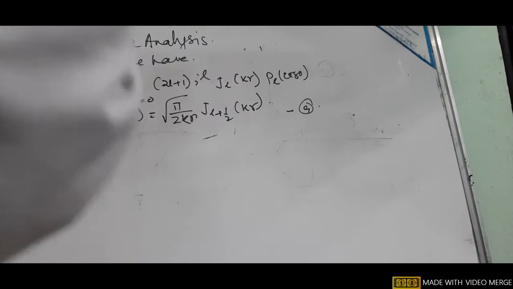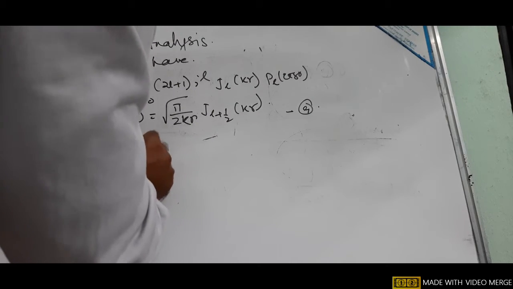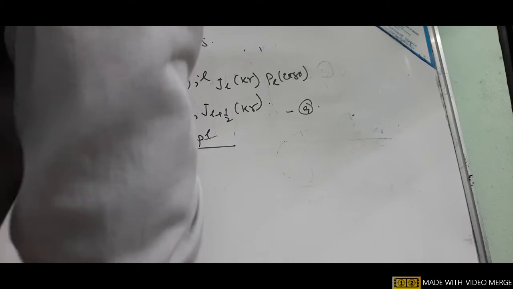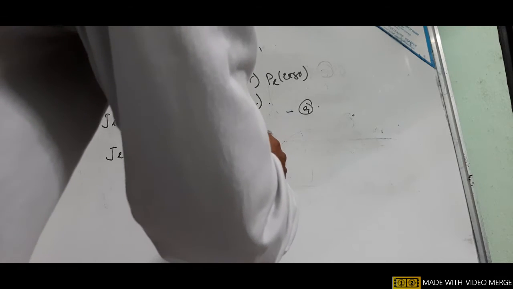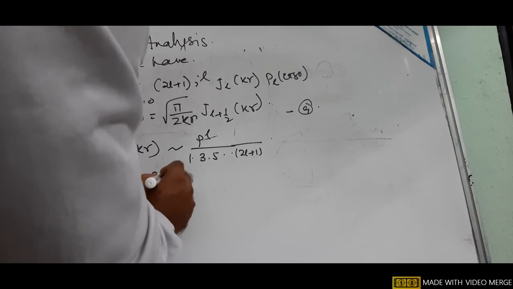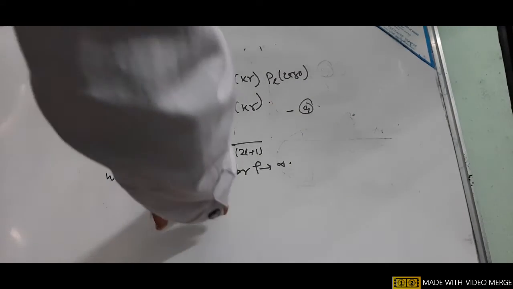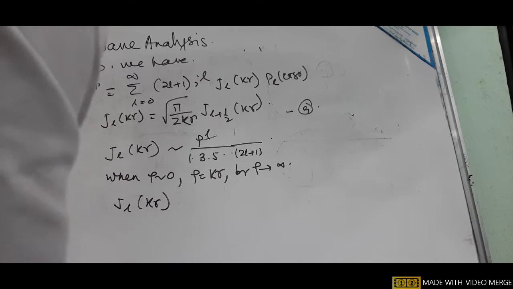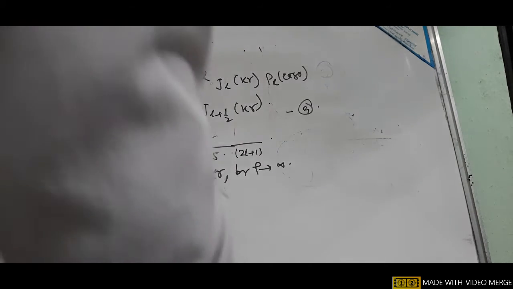So the Bessel function j_L(kr) has the following asymptotic behavior. It is taken as ρ^L divided by 1·3·5 up to (2L+1) when ρ tends to 0, where ρ equals kr. For ρ tends to infinity, that is r tends to infinity, j_L(kr) converges to (1/ρ) sin(ρ − Lπ/2), with ρ = kr.